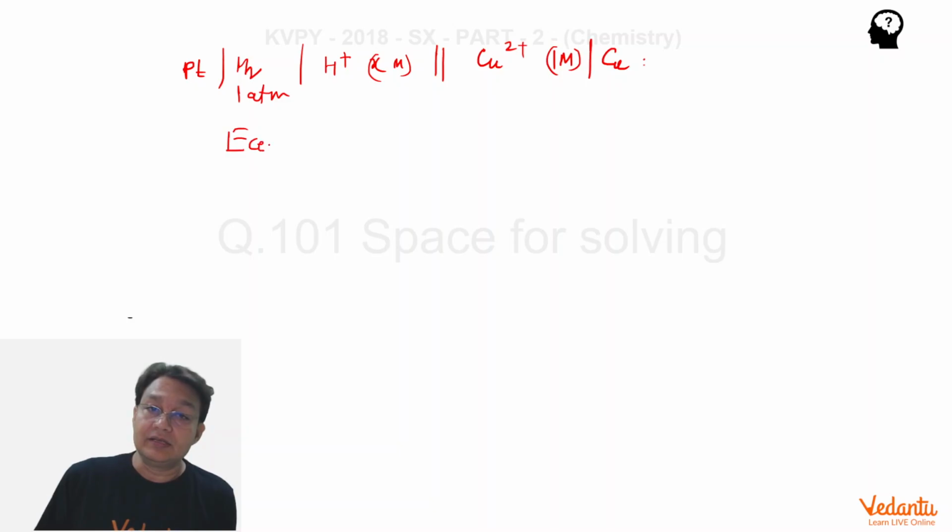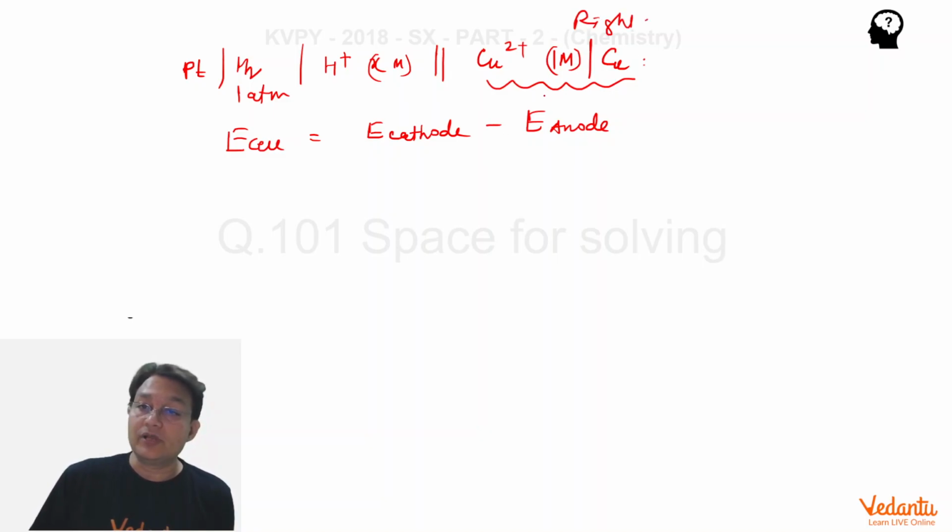E cell is equal to E cathode minus E anode. As shown, cathode is this, because cathode is always represented towards the right hand side. So that is cathode and it is in standard condition, so its value is given. We can say that this is 0.34 volt minus the potential of this anode. So for E anode, we have to write the reduction potential. So this must be equal to 0.49.